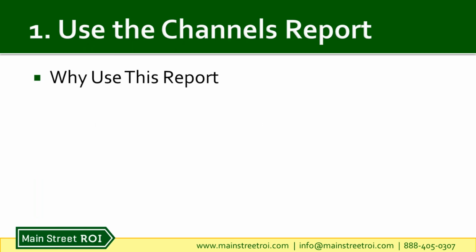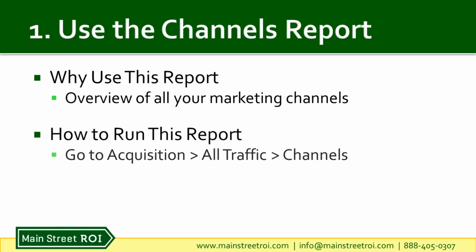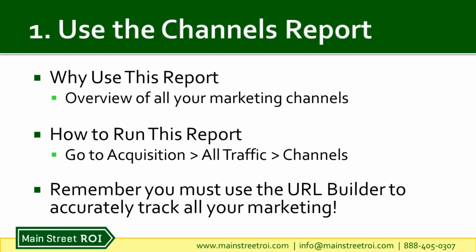So the first report is going to be the channels report in Google Analytics. This is my favorite report by far. It rolls up all of the traffic per medium. So let's say you have a lot of email marketing, it'll roll up all of the email campaigns that you're running and show all of the data on one line for your email channel. To run this report, you're going to go to acquisition and then all traffic channels. And just a reminder that you need to be using the URL builder if you want to accurately track your marketing.